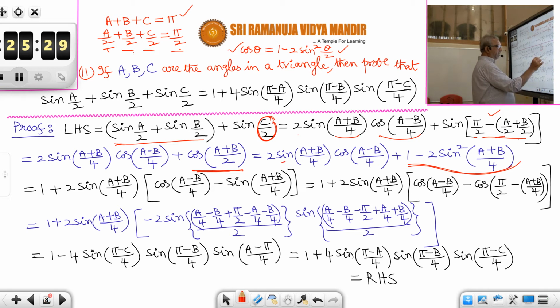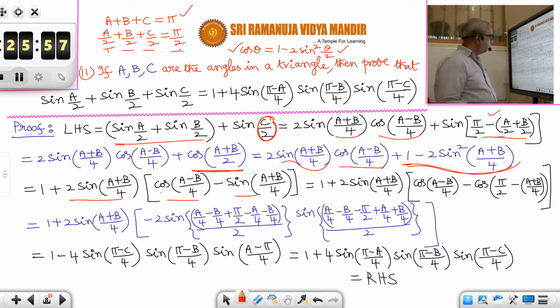Now you can see sin((A plus B)/4) is common. So this 1 will go to the front, plus in the remaining 2 terms, 2 sin((A plus B)/4) is common. In the bracket here I get cos((A minus B)/4), and there I get minus sin((A plus B)/4). But in the bracket one is cos and the other is sin, so transformation is not possible. Both must be sines or both must be cosines.